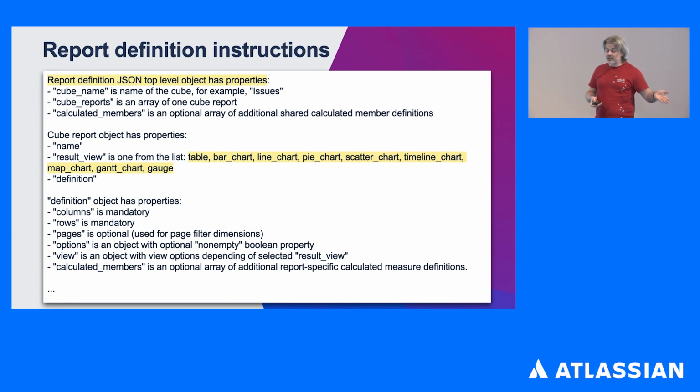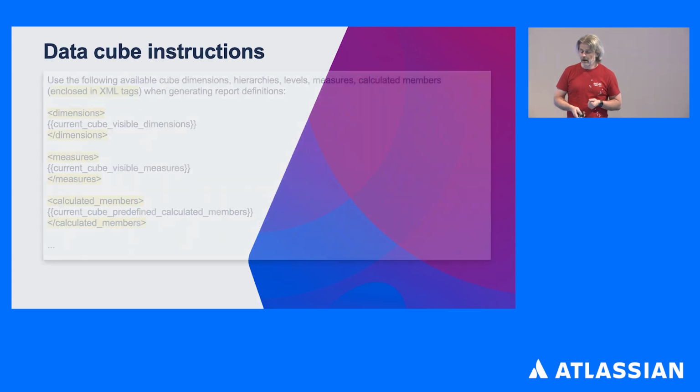Then for report definition instructions, we describe what our JSON format is. There we use plain language, describing that this object has these properties and it should have such values. We have tried to use some more specific JSON schemas, but they don't work so well. So it's better just to describe what the properties are, provide examples, and then you can get quite good results.